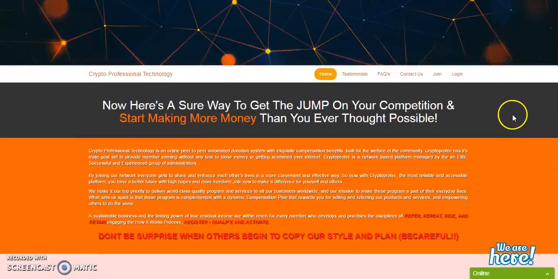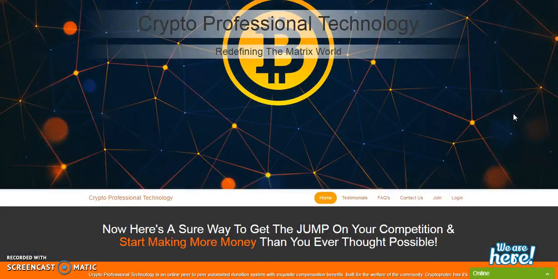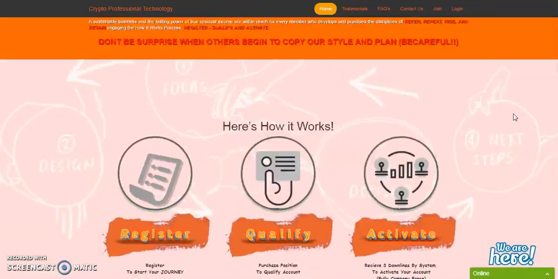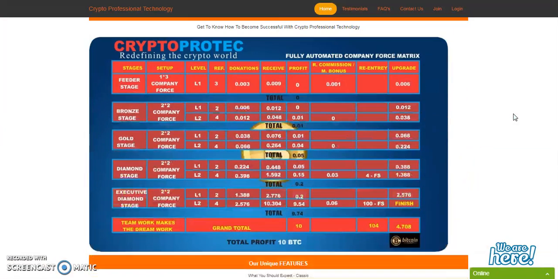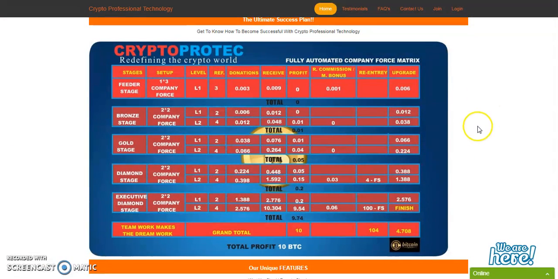It is a forced automatic matrix. The investment here is 0.003, which is a very, very low investment, and you have the potential to earn 10 Bitcoin. There are 5 stages to this, 5 simple matrices. The first matrix is a 1x3 setup. The rest are 2x2, so they're really small matrices, and they're pretty fast. If I were you, I'd join right now before this gets even better.